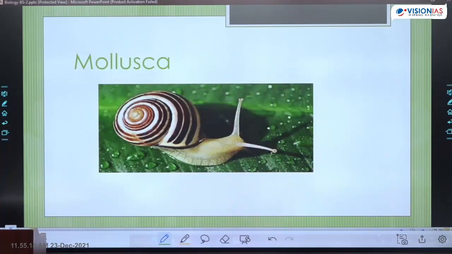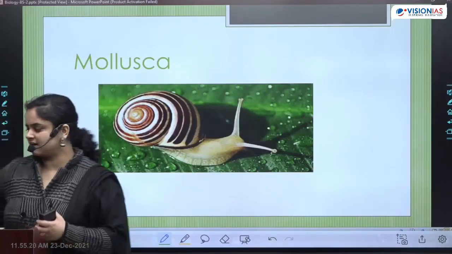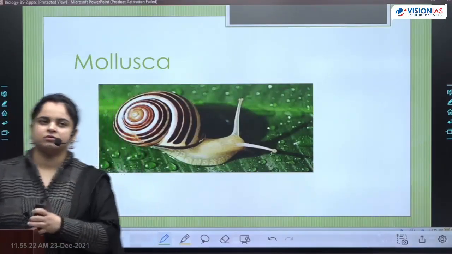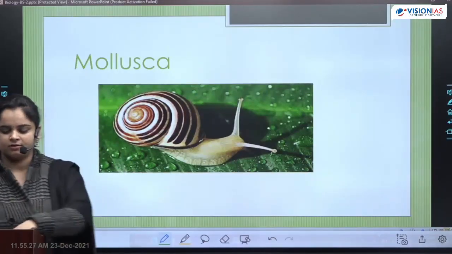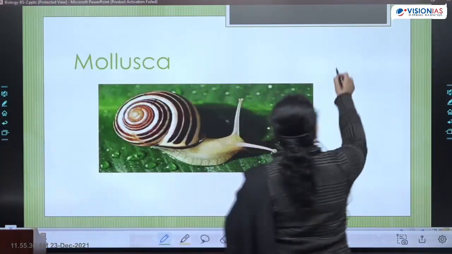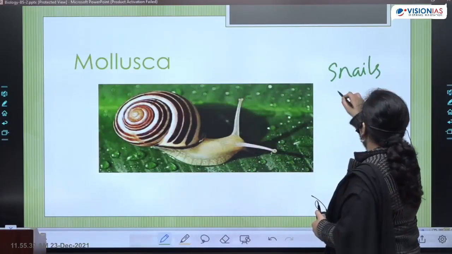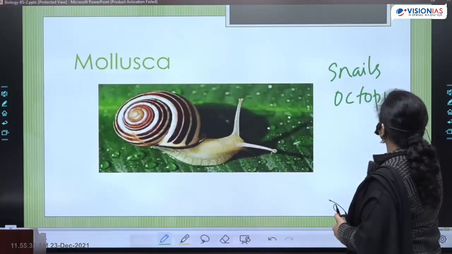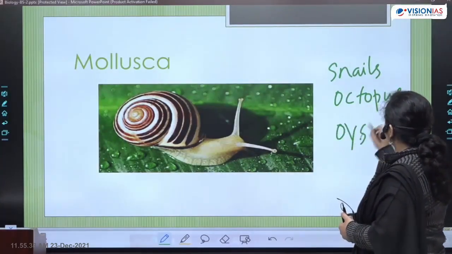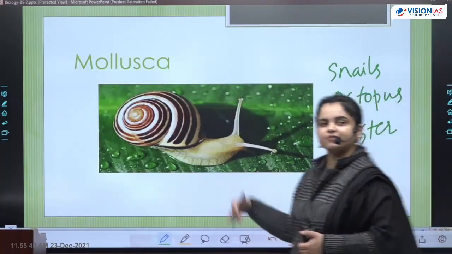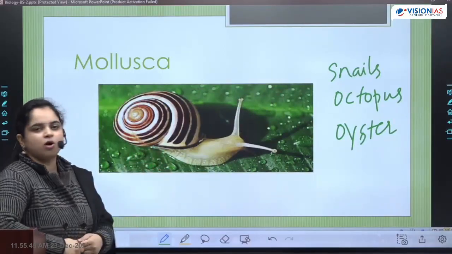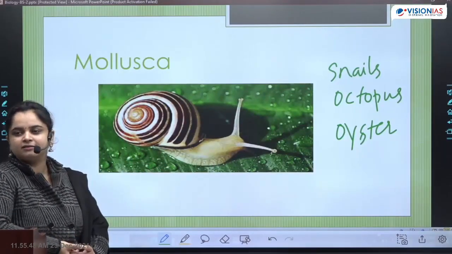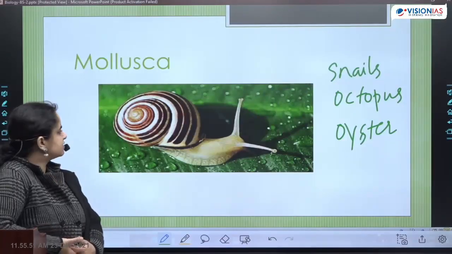Next group is mollusca. Now mollusca, as such, there is a lot of variation in the different organisms. We have a snail here. Other organisms in this group are octopus. Then you have the oyster. Again, if you've seen these organisms, it becomes very difficult to visualize how the snail and octopus are relatives. But internally, their body has some common features.